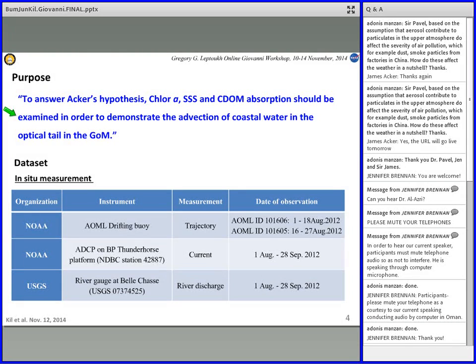In this research, we used in situ and remote sensing measurements. As shown in the table, as in situ measurements, we used trajectories of drifting buoys that were deployed closely before the storm arrival. We also used stationary measurements of in situ current and the river discharge.